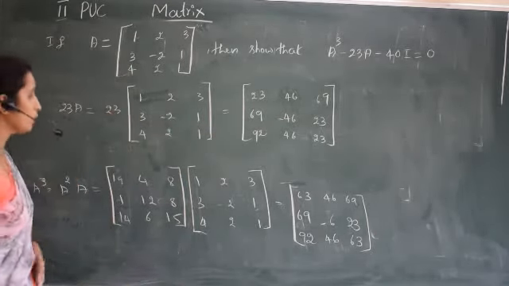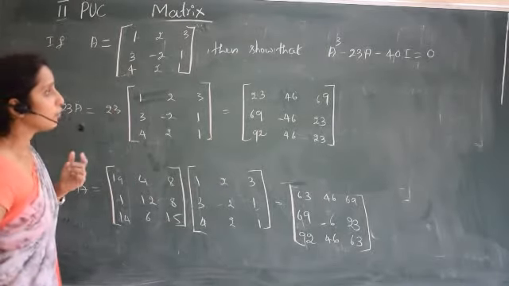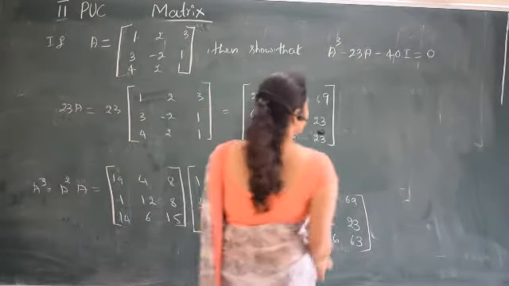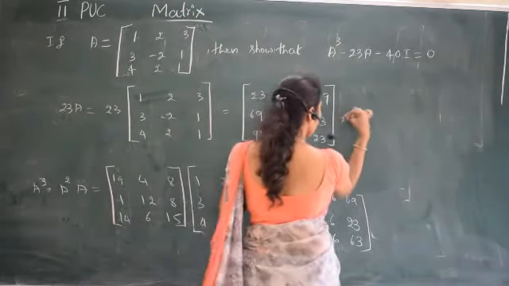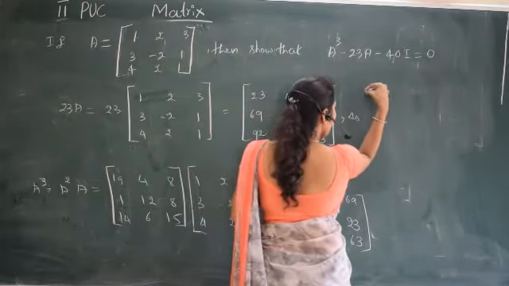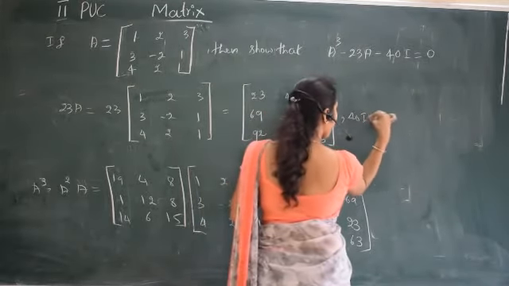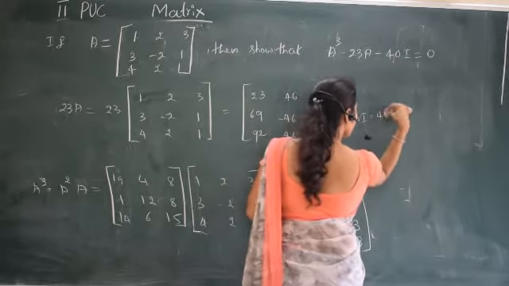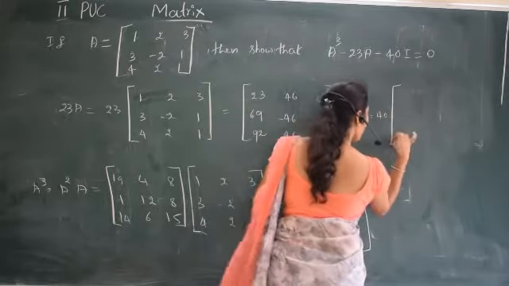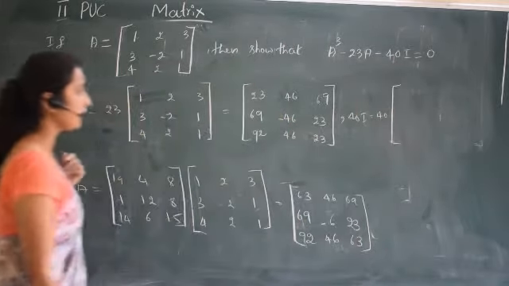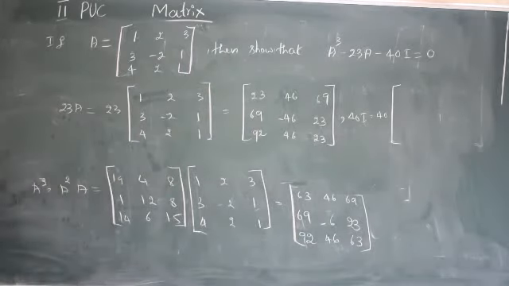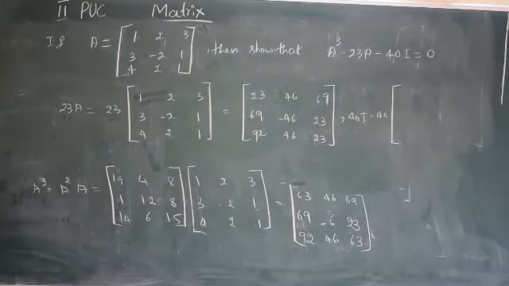Next we have to calculate what is 40 into I. What is 40 into I? It means 40 into a matrix, 40 into the identity matrix. I is the identity matrix. Now all the matrices are of 3 by 3, so I also we have to consider as 3 by 3.